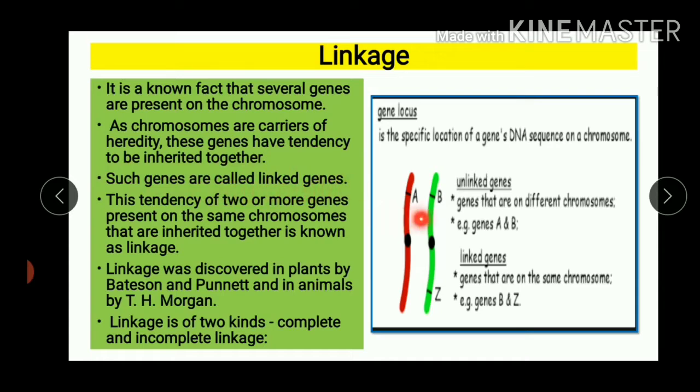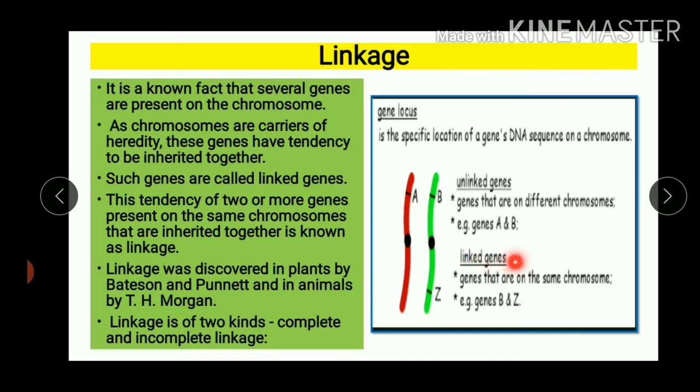Now here in the diagram you can see two different chromosomes. One is a red color chromosome and another is a green color chromosome. The gene present on the red chromosome is A, and on the green chromosome, B and Z, these two genes are present. Unlinked genes are genes that are on different chromosomes, for example genes A and B. They are unlinked genes because they are not together. They are present on two different chromosomes.